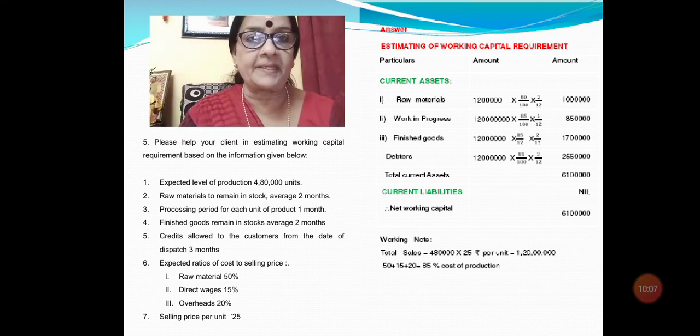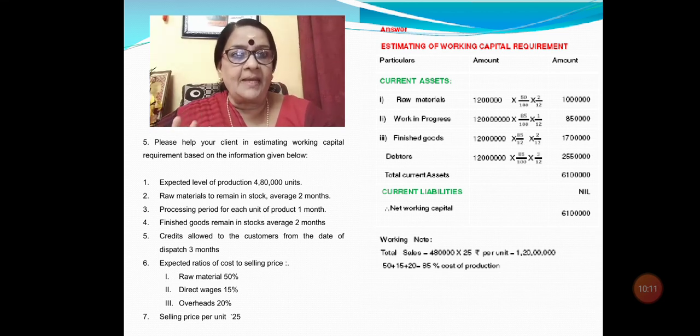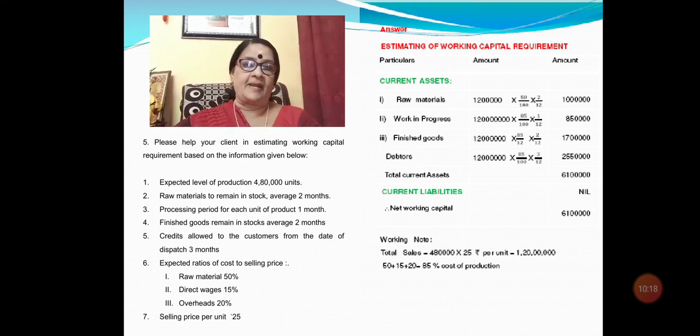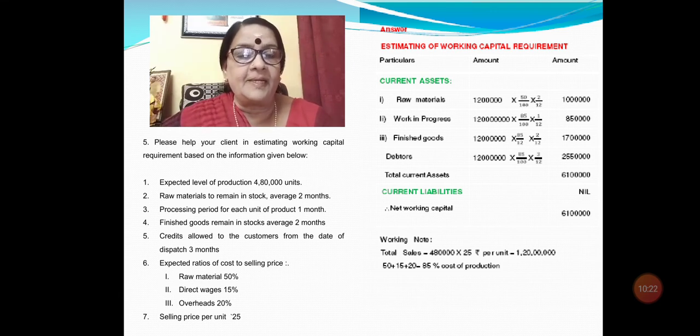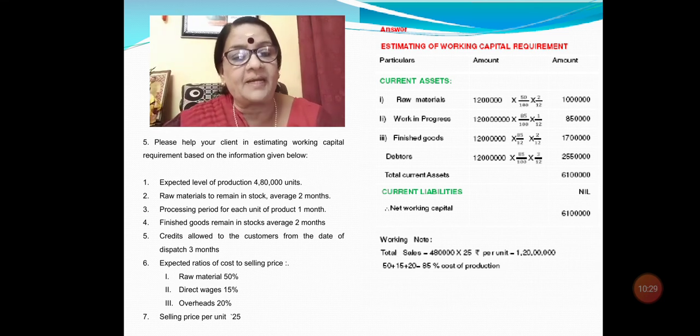First item, expected level of production is 4,80,000 units, at 25 rupees per unit. That is the total selling price. So 4,80,000 into 25 gives you the total selling price. Of this selling price, 50% denotes direct material, 15% denotes direct wages, and 20% denotes overheads. That is what we have to remember.